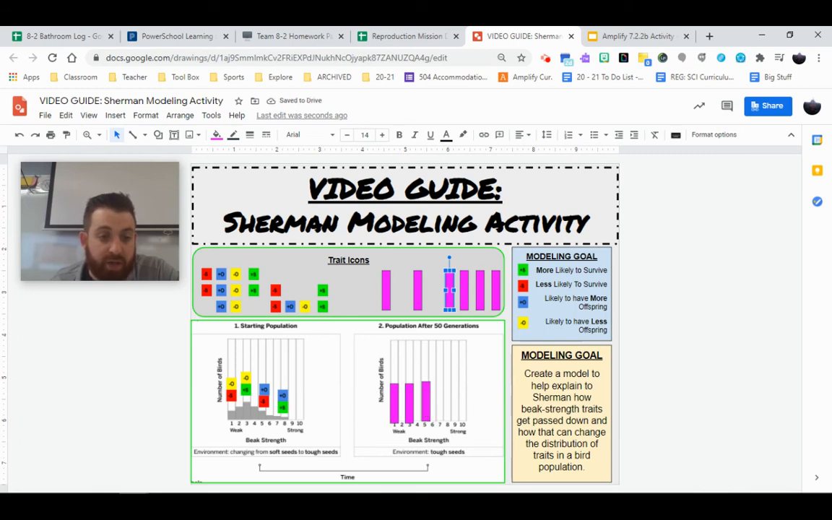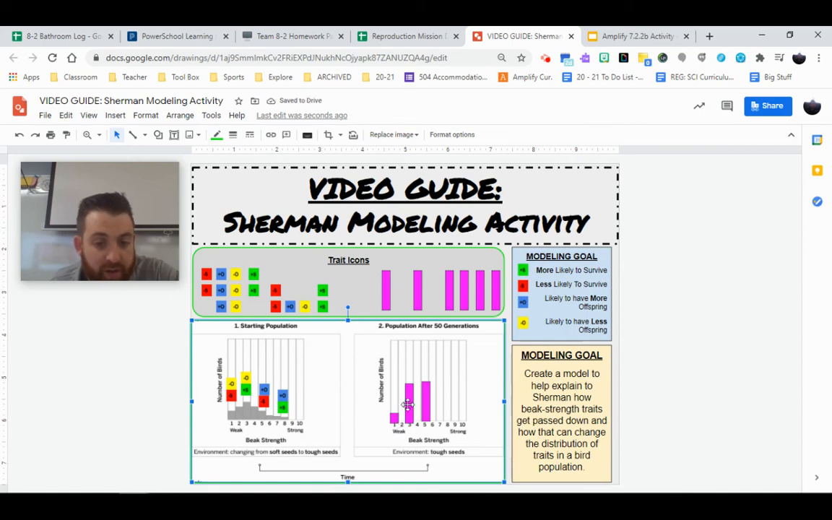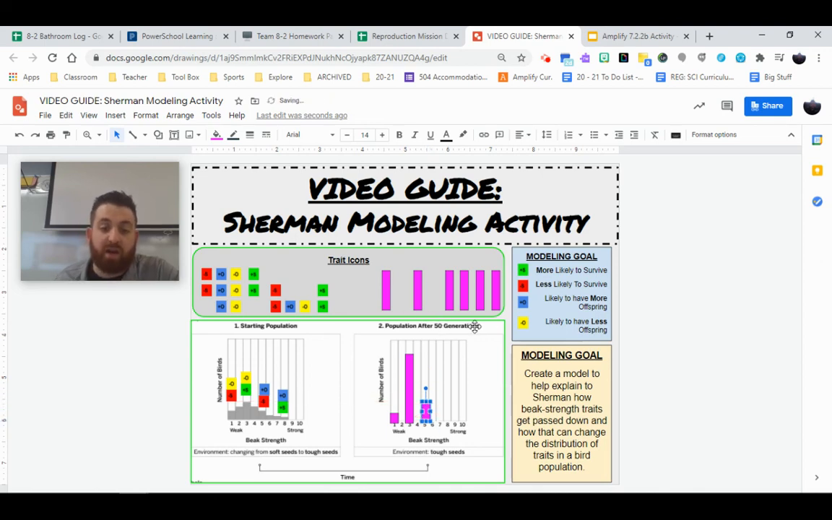Is my distribution going to be on the strong beak side? Then my bars need to be over here. Is it going to be on the weak beak side, or is it going to be spread out? And then what distribution? Do I have to have a high amount or a low amount of different types? So remember, you grab your pink bar and you drag it up or down to show this has a low distribution, this has a high distribution, whatever works best. But notice, folks, you have to predict in 50 years, if we have only tough seeds in our environment, what would our population's distribution be like? Where would my bars be? How big or how small would they be?